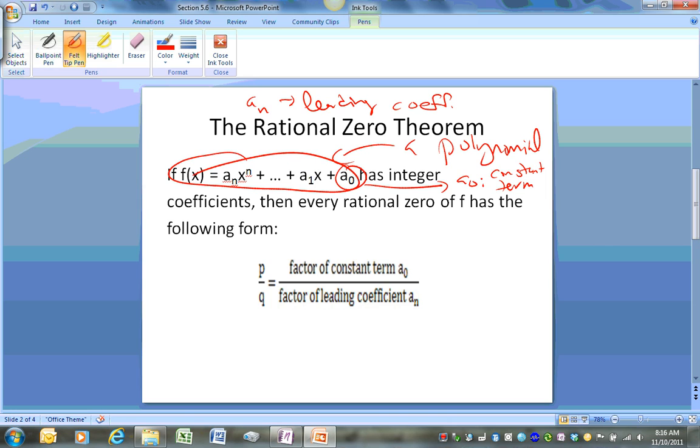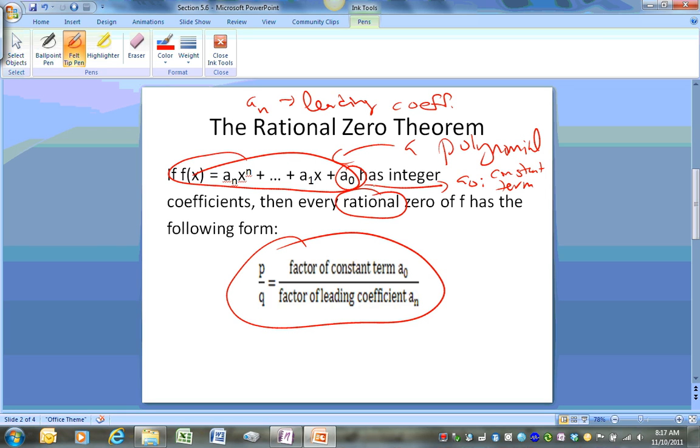So the rational zero theorem states the following. If you have a polynomial function with integer coefficients, meaning your coefficients are not fractions or decimals, just integers, like -2 or 5 or whatever, then every rational zero of f has the following form. We call this p over q, or a factor of the constant term divided by a factor of the leading coefficient. This will seem a little confusing, but bear with me. When we get to the example, it'll make sense.